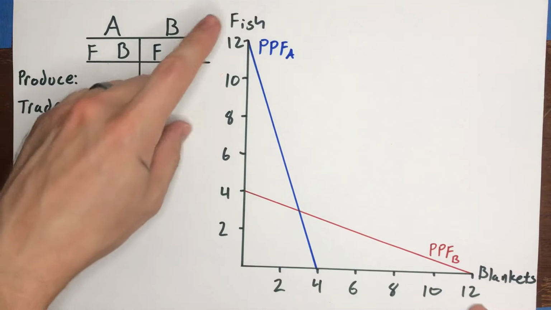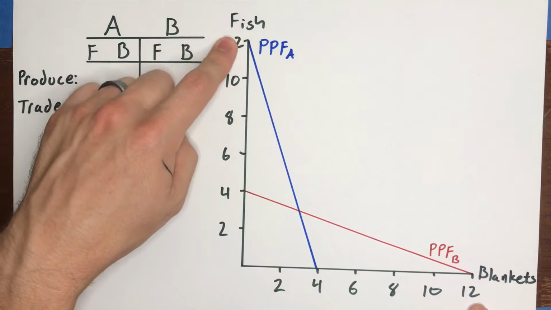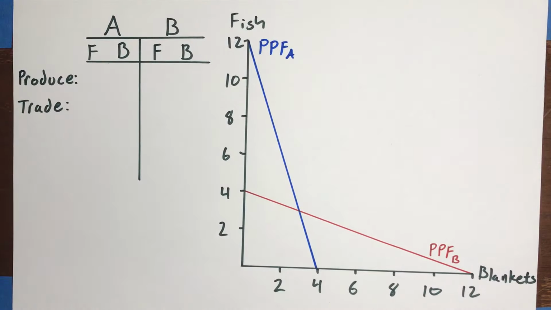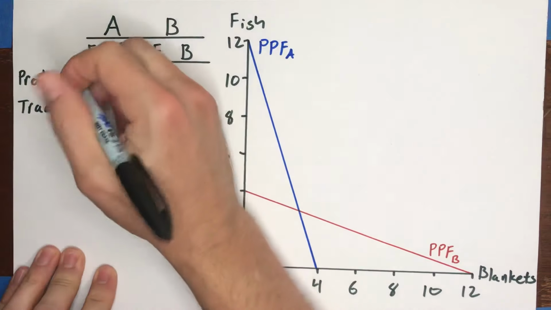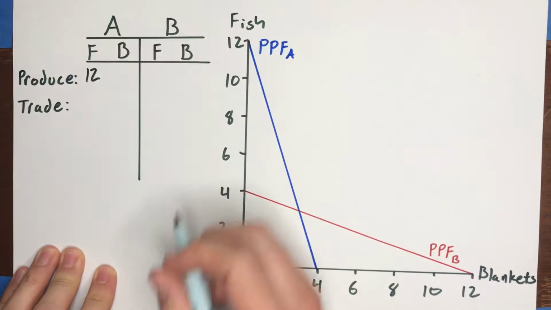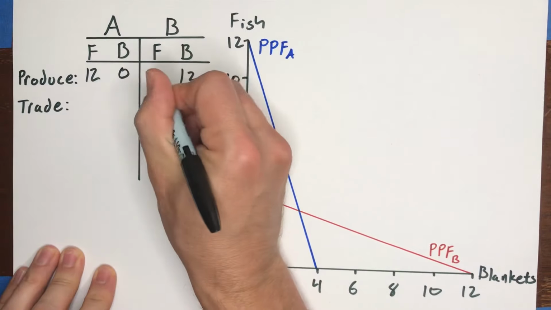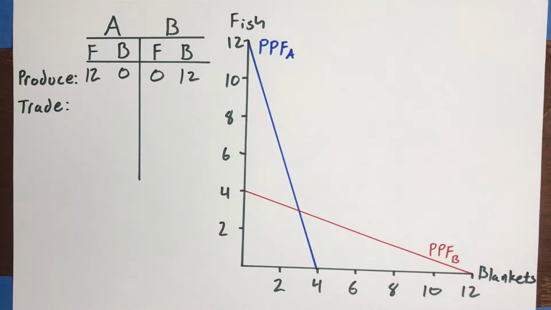Now, we said she's going to be spending all of her time fishing. He's going to be spending all of his time weaving blankets. So what does that mean? That means that at the stage at which they produce, Alice is going to have 12 fish, Bob is going to have 12 blankets, and they'll each have 0 of the other good. Okay? So they've gone out, they've spent their 12 hours, her fishing, him weaving blankets, and now they come back at the end of the day to trade with each other.